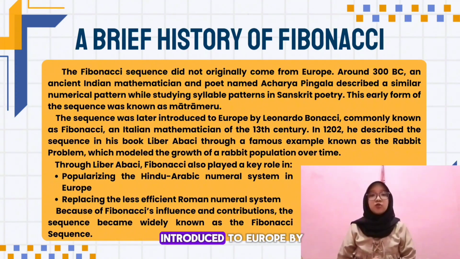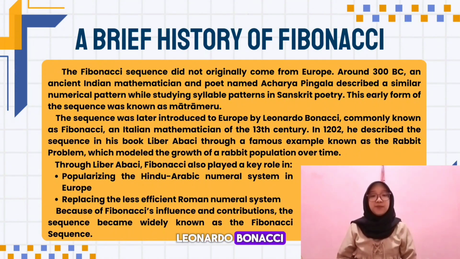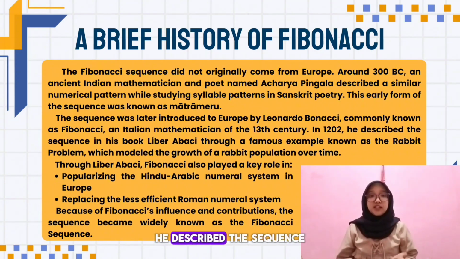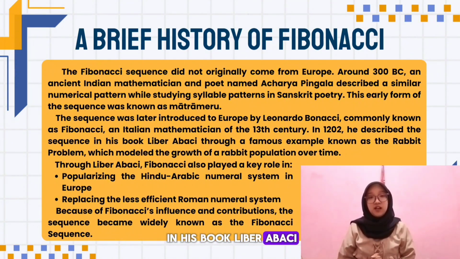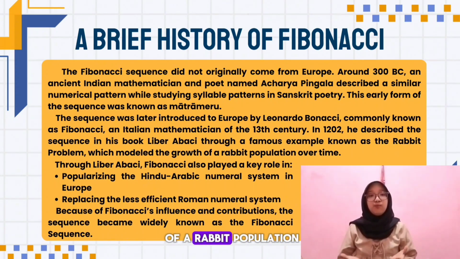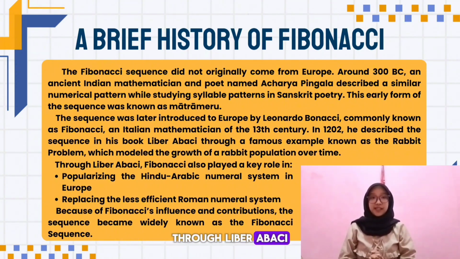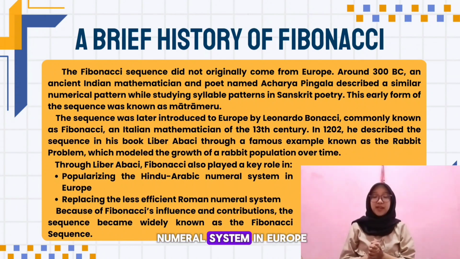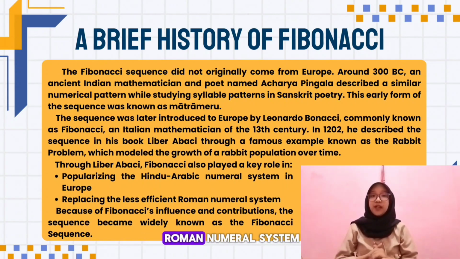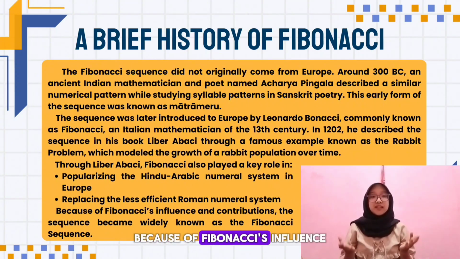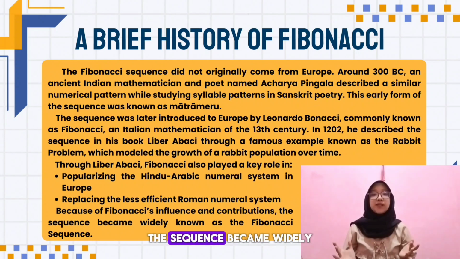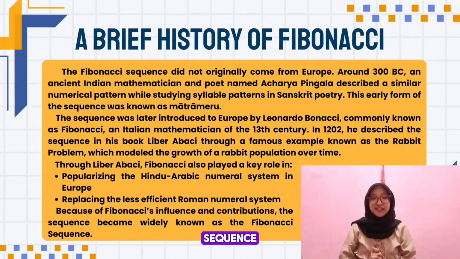The sequence was later introduced to Europe by Leonardo Fibonacci, commonly known as Fibonacci, an Italian mathematician of the 13th century. In 1202, he described the sequence in his book Liber Abaci through a famous example known as the rabbit problem, which models the growth of a rabbit population over time. Through Liber Abaci, Fibonacci also played a key role in popularizing the Hindu-Arabic numeral system in Europe, replacing the less efficient Roman numeral system. Because of Fibonacci's influence and contribution, the sequence became widely known as the Fibonacci sequence.